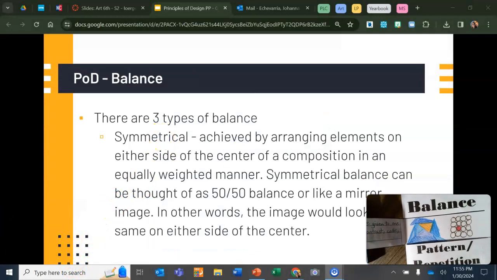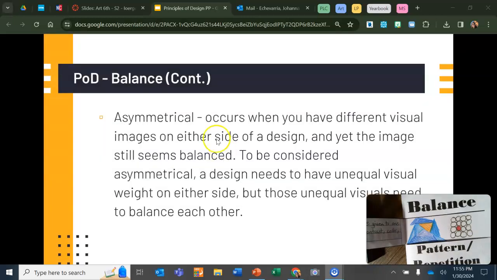Next up is balance. There are 3 types of balance. We have symmetrical, which is achieved by arranging elements on either side of the center of a composition in an equal weighted manner. So it's always split like 50-50. Like a heart you would cut out of paper.